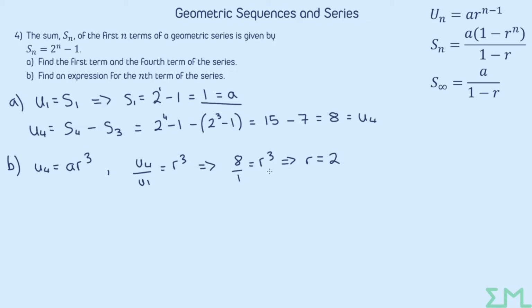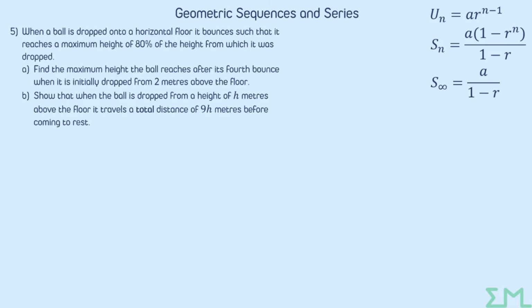is 2, which means we can write down the Un is 1 times 2 to the n minus 1, and that 1 does absolutely nothing, so we can drop it and just write 2 to the n minus 1. Okay, the question turned out to be fairly easy. Right, last question of the video, question 5.